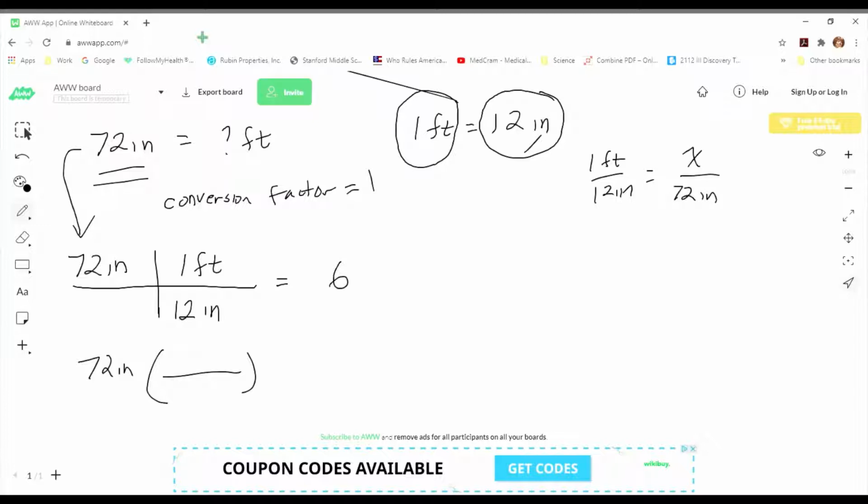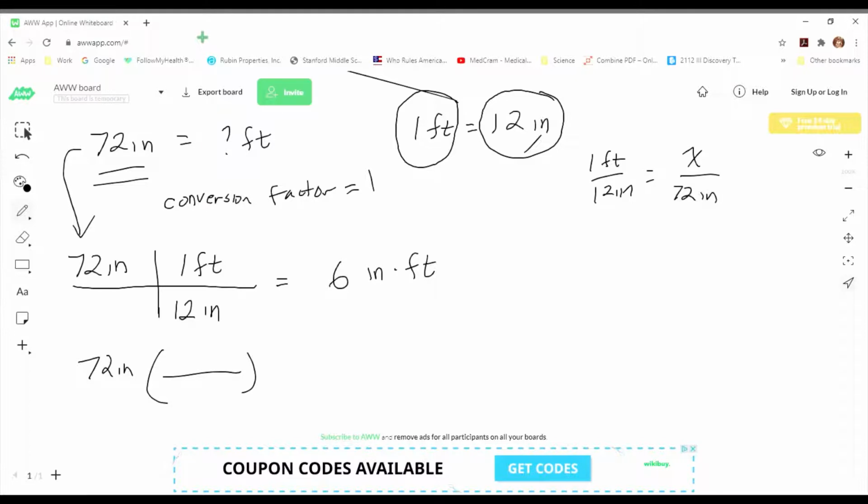6 what? Well, I'm going to end up with, remember I said in the last video that units are treated like variables. So treat your units like variables. So if I have inches here and I have feet here, they don't cancel with each other, so I just go ahead and multiply them together. It's like x times y gives you xy, right? So inches times feet gives me inches times feet.